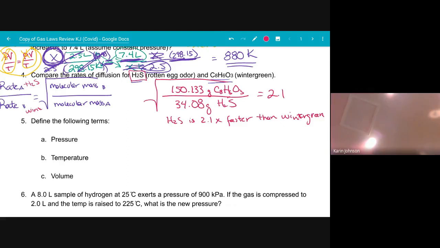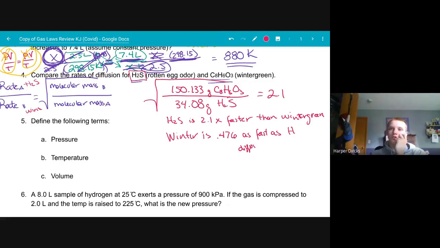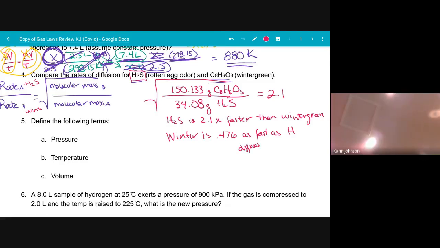What would happen if we flipped it around? If you did 34.08 divided by 150.133 square root, in that case you could say wintergreen is 0.476 as fast as H2S, or you would say diffuses. You don't need to worry about the wording, but diffuses as fast as H2S. So it's not as fast as H2S if you did it that way.